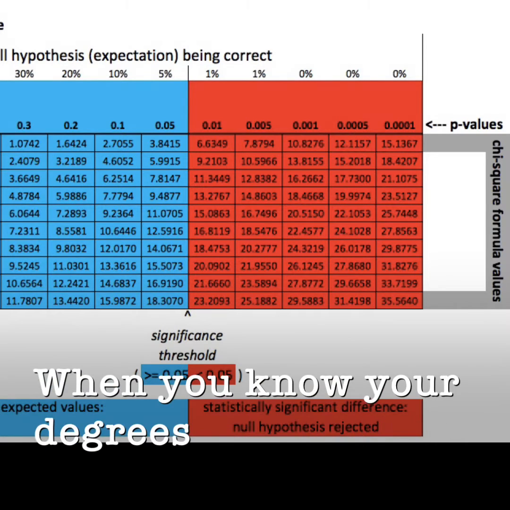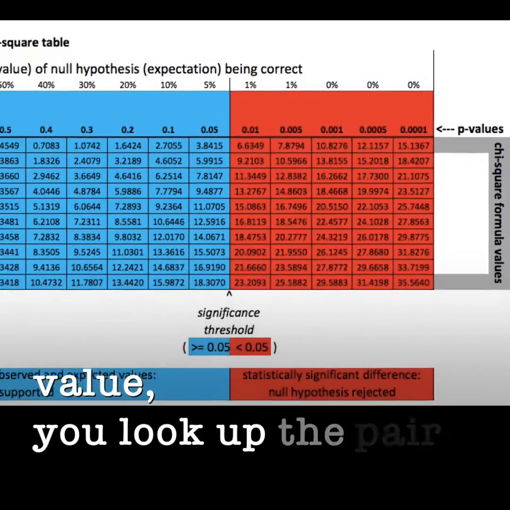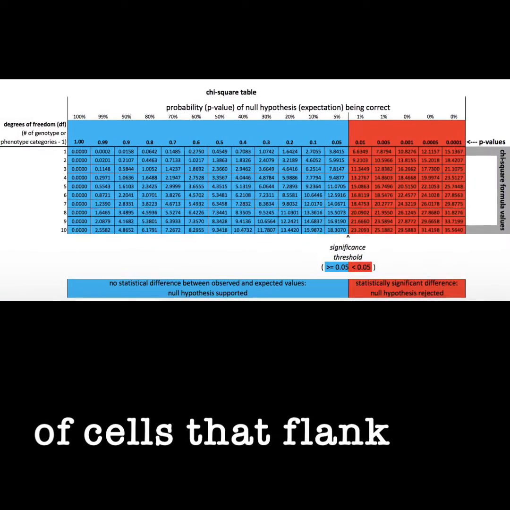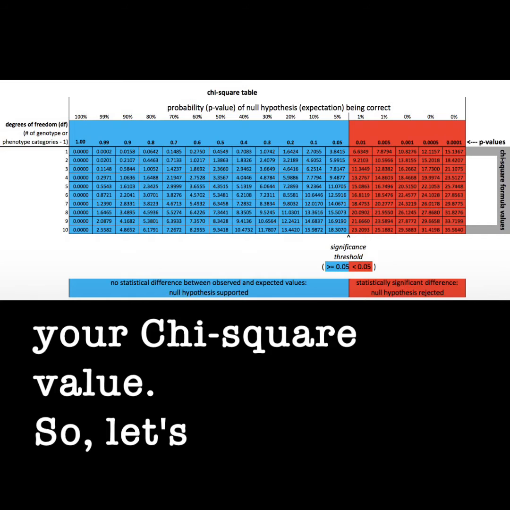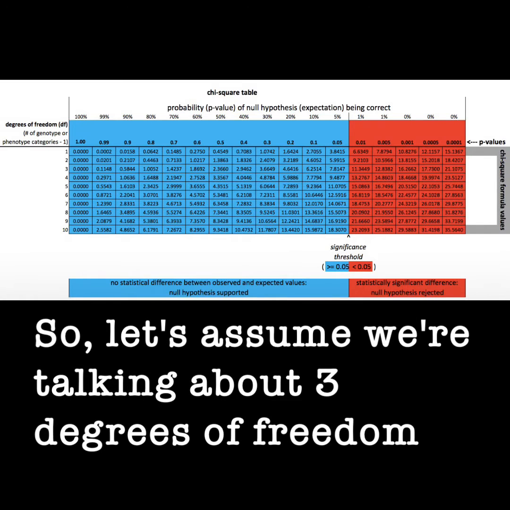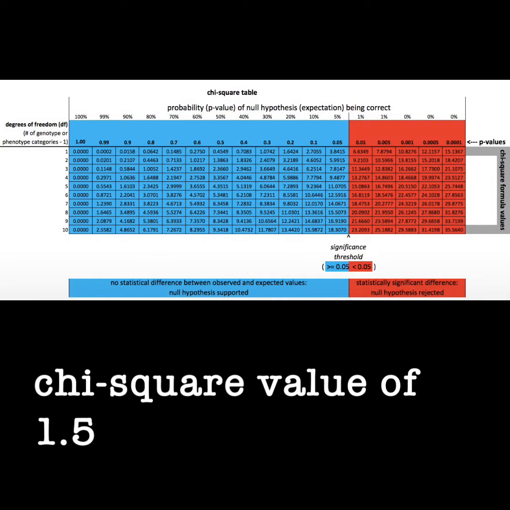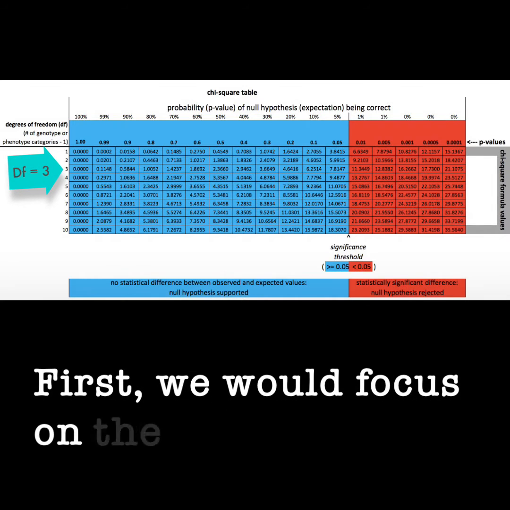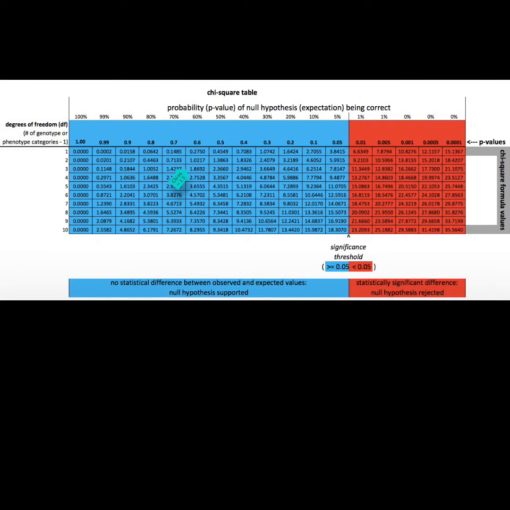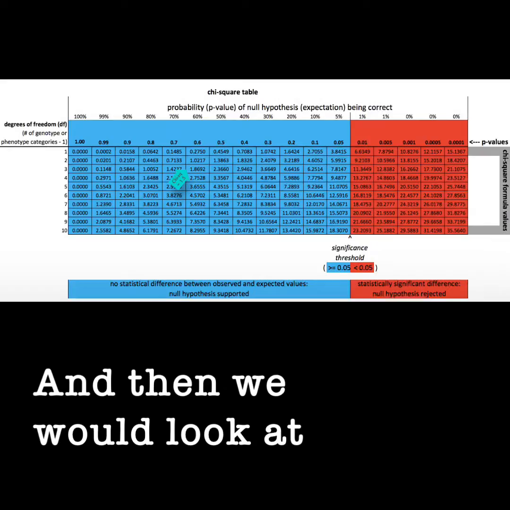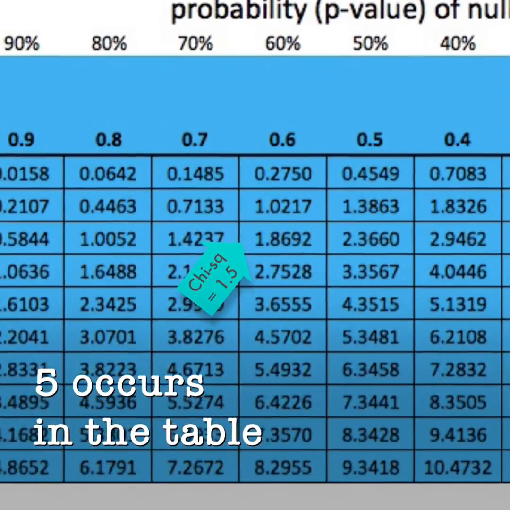When you know your degrees of freedom and the chi-square value, you look up the pair of cells that flanks your chi-square value. So let's assume we're talking about 3 degrees of freedom, and we calculate a chi-square value of 1.5. First, we would focus on the row containing degrees of freedom of 3, and then we would look at where 1.5 occurs in the table.